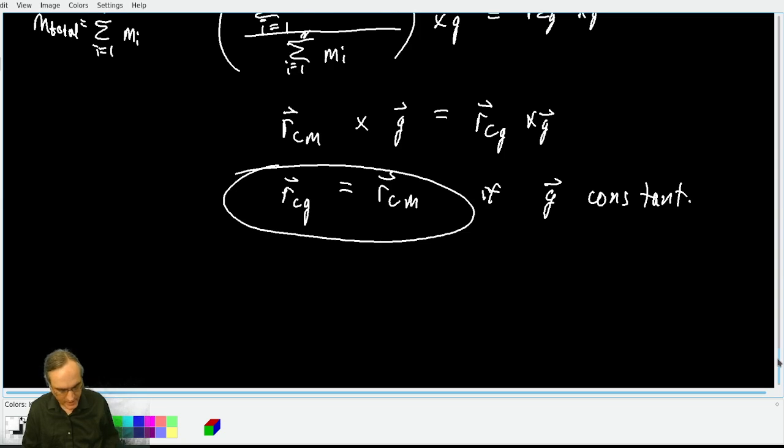Just remember the location of the center of gravity and the location of the center of mass will be the same thing. Alright, that's it for this, so see you in the next one.